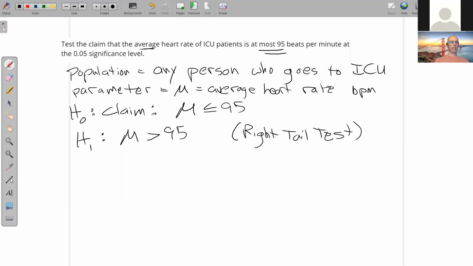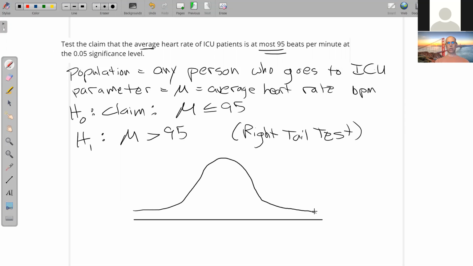So I'm going to start my sketch here. So right in the middle, oops, sorry about that telephone ringing there. Mu is 95, goes in the middle always, and then we're looking to the right. And so somewhere out here is going to be my sample data. And the question is my sample data close enough to 95 to say, yeah, it's at most 95, or is it far enough away to say, whoa, ICU patients have a higher heart rate than this 95?